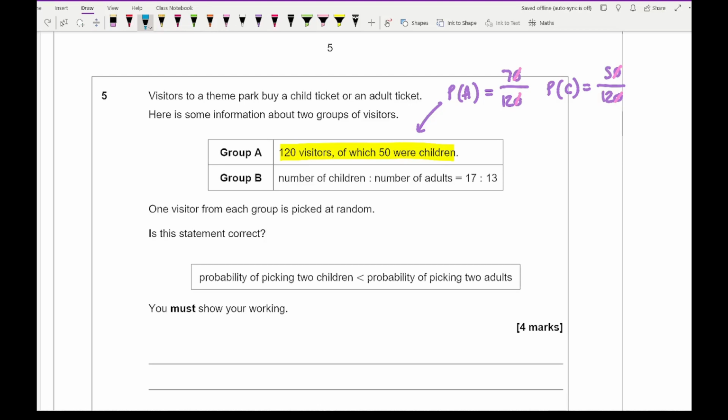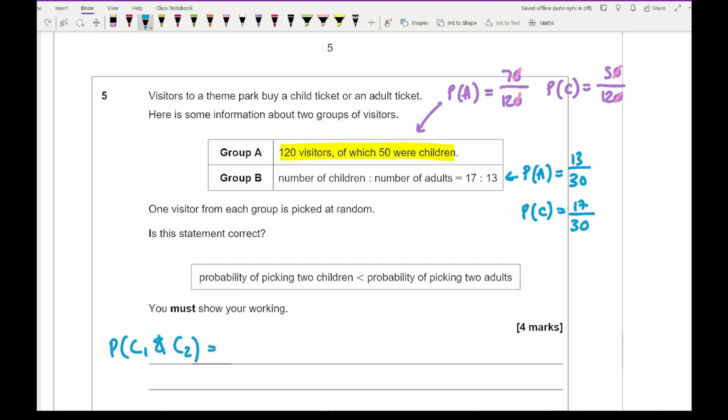Then moving on to B, the probability of selecting an adult from Group B, well, here we've just got to look at the number of parts. So adults are 13 parts out of a total of 30 parts, and the probability of selecting a child is 17 parts over a total of 30 parts. So then going on to this question, what we want to do is pick the probability of selecting 2 children, so picking a child from Group A and a child from Group B.